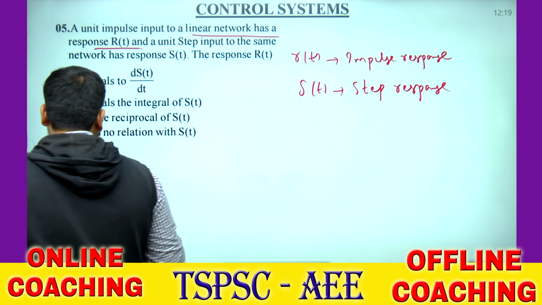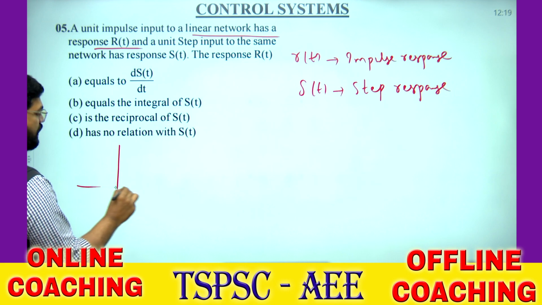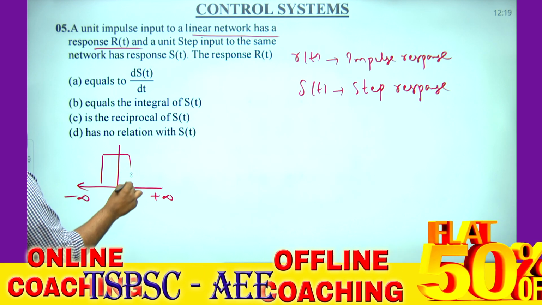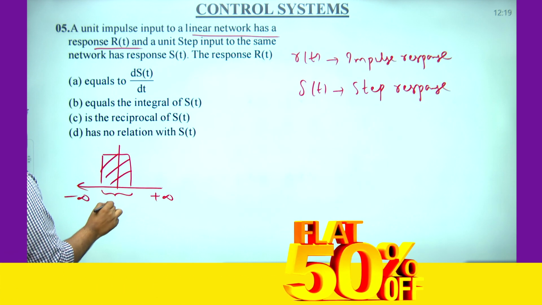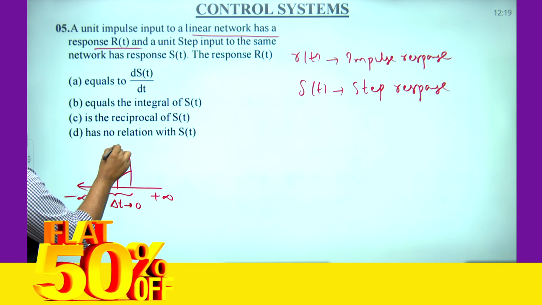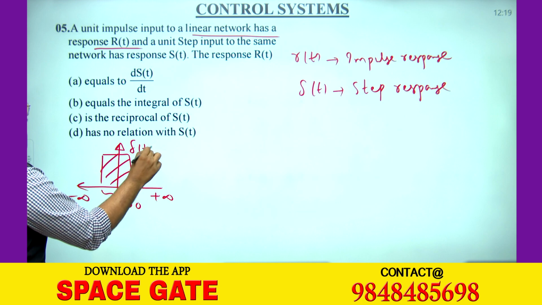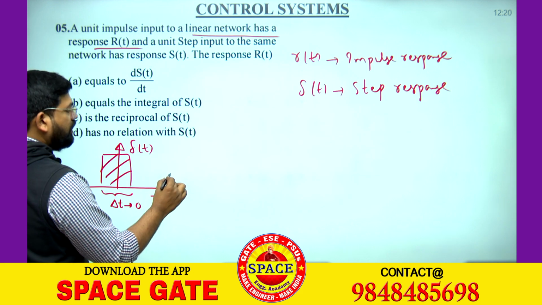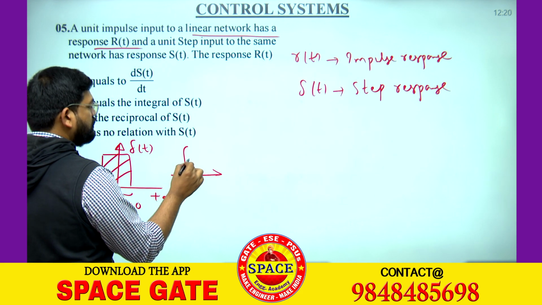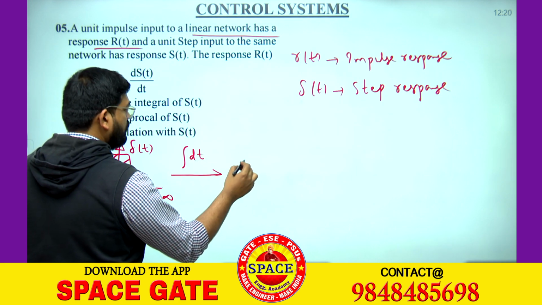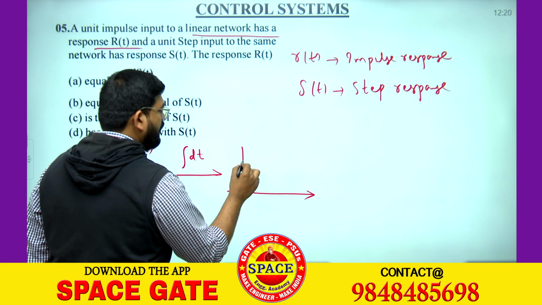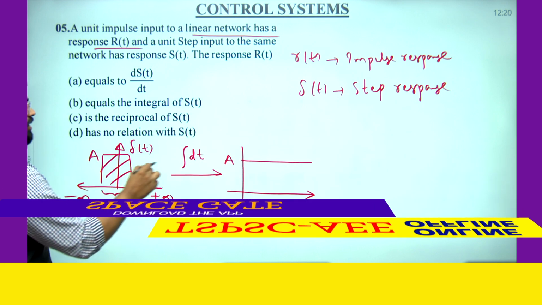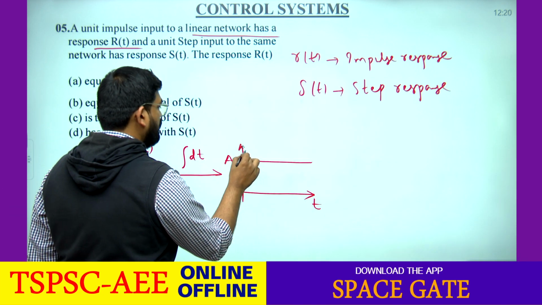How do we get the impulse response R of t? Look here. If you recognize the impulse signal, it is defined at a short time interval, just as we saw before in one example. Got the point? If you integrate the impulse signal, which is a constant, what do we get? We get a step signal. If constant A is there, we get A here. This is the step signal, right?